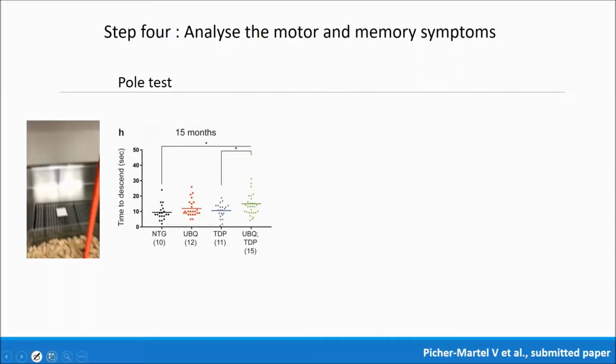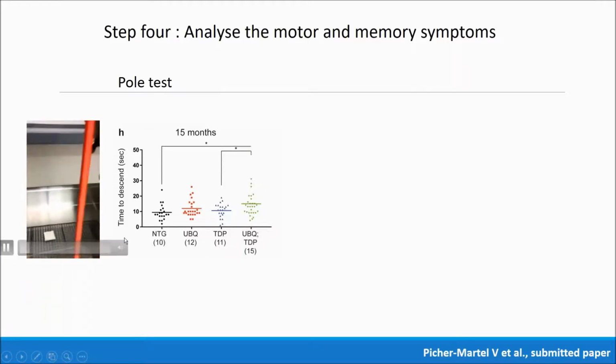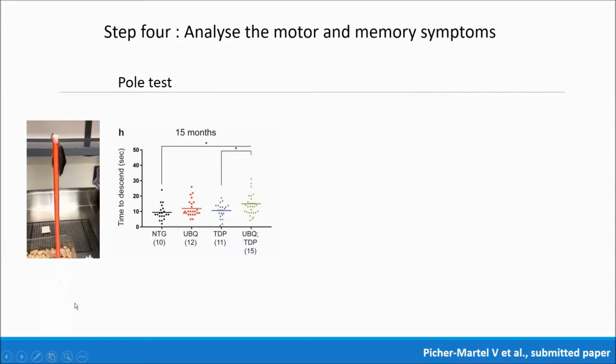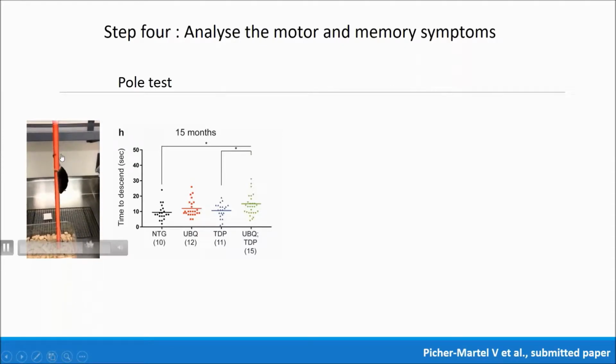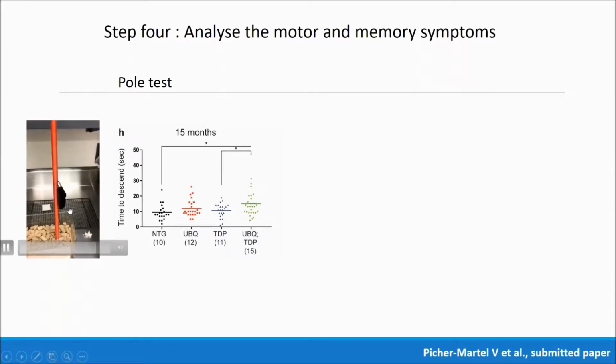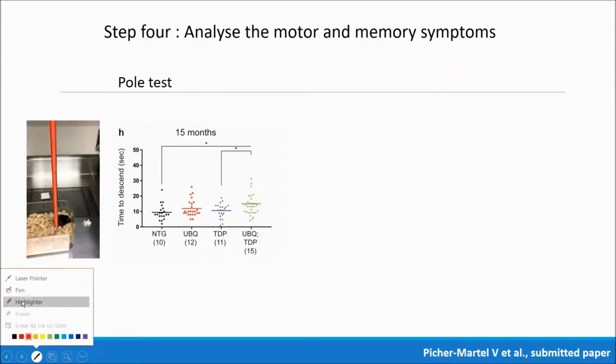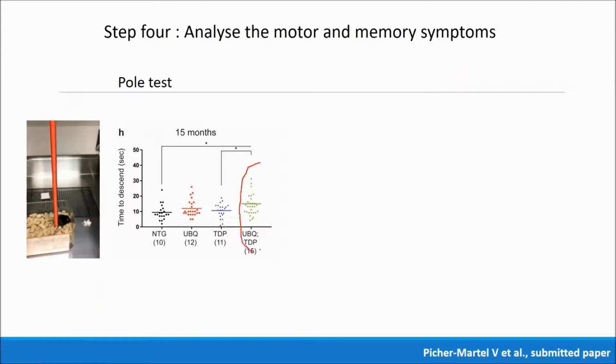We also tried another test, which was the pole test. It's simply to put the mice on the pole, and we measure the time the mice take to descend the pole. If they have impairment, they take more time, or they completely fall from the pole. In our case, we observe an increased time to descend the pole in the doubly transgenic mice, but they did not fall from the pole, so they are not paralyzed.